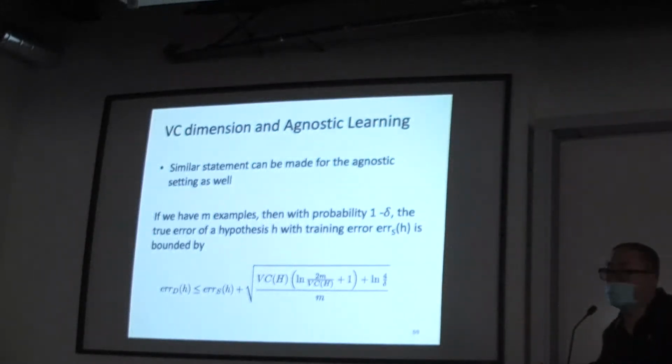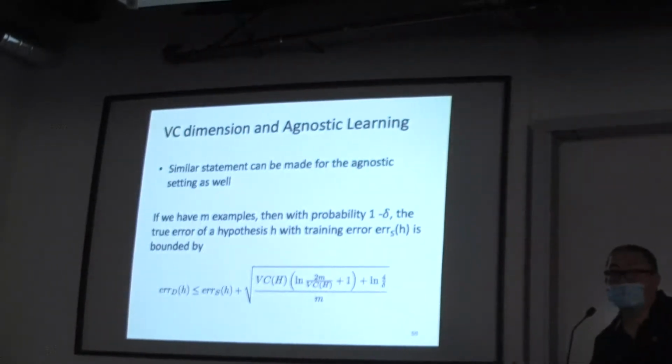Any questions so far? Is everyone good with this? Okay. We do not need to know how this is derived. This is not a theory class. But we do need to understand the meaning of this generalization error bound. Any questions? Okay, looks like everybody's comfortable with this.